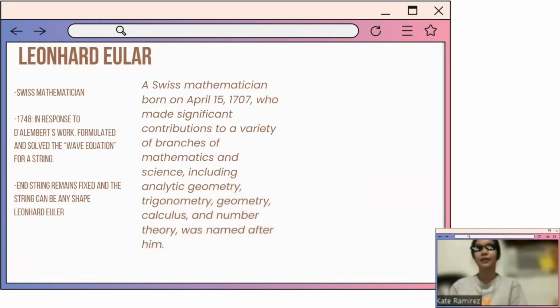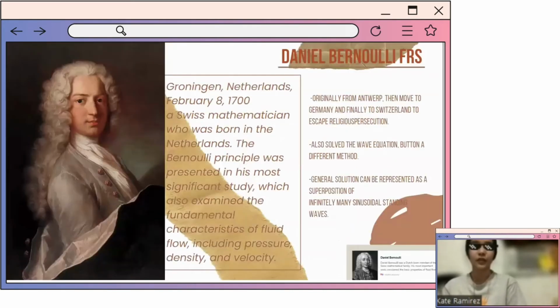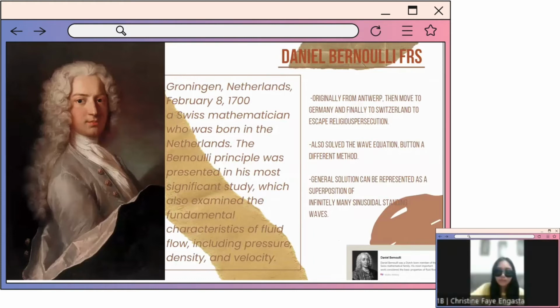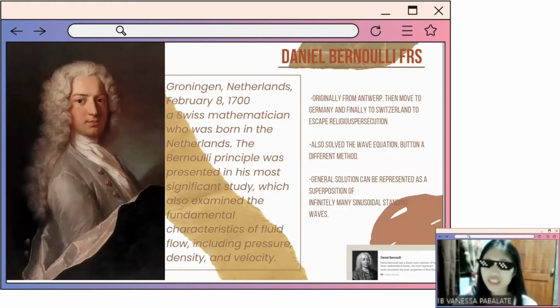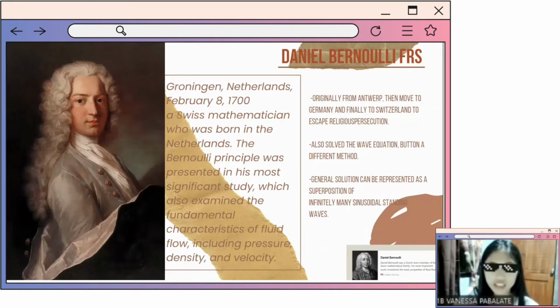Next is Daniel Bernoulli. He also solved the wave equation, but with a different approach. According to him, the most general solution can be presented as a superposition of infinitely many sinusoidal waves. Mathematical analysis works with an infinitely long curve. The only part of the curve that matters is the part between the two endpoints, which can be repeated periodically along a very long string without any essential change.